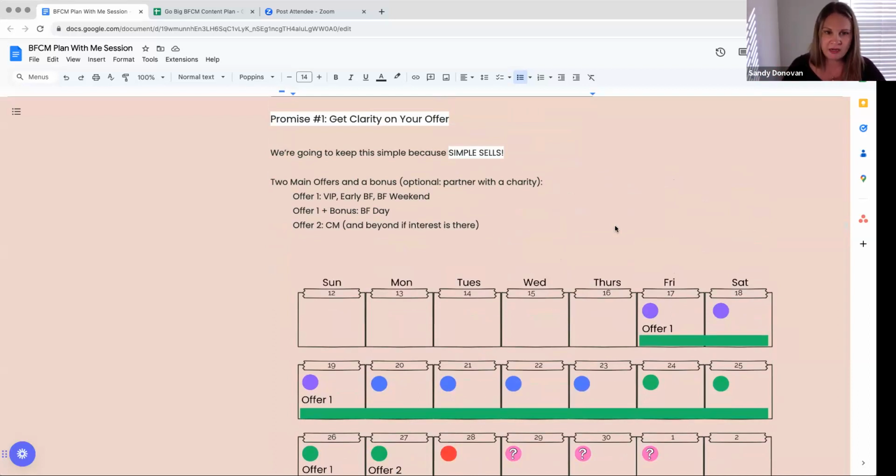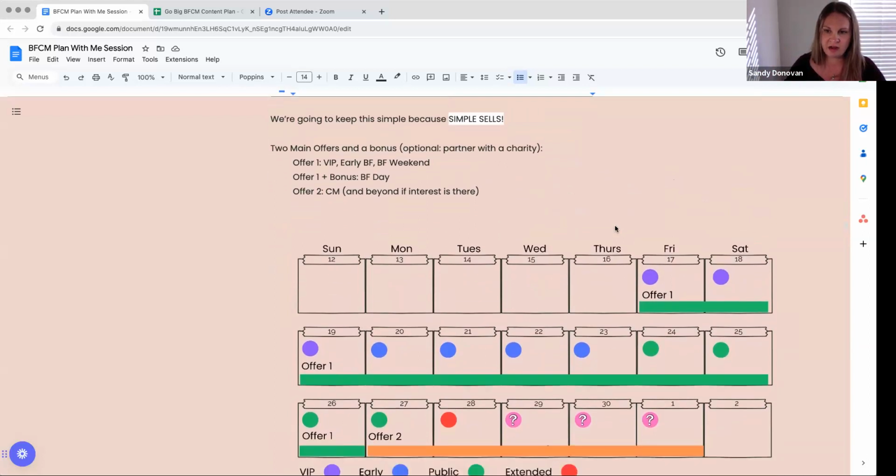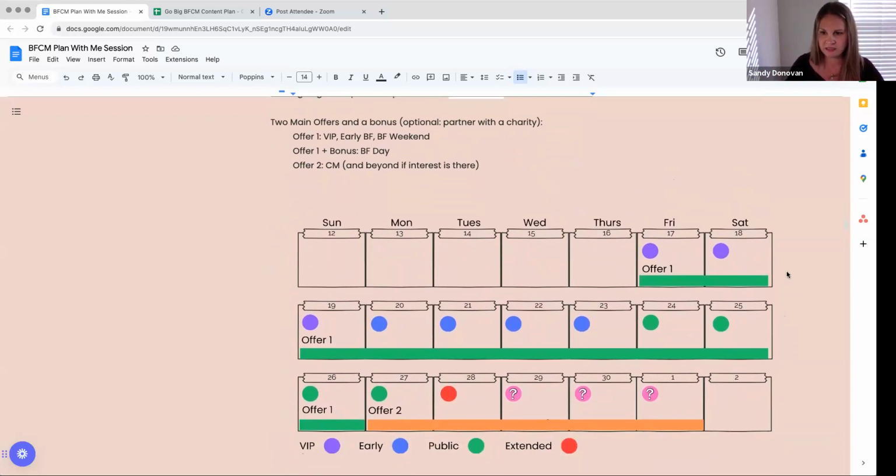So offer number 1, you can see in this diagram below, this is just the last 3 weeks of November. Offer number 1 is going to start for your VIP. Your VIPs are in purple here, that purple dot. So offer 1 is going to launch to your VIPs. Then offer 1 is going to continue and open up to the rest of your list. This is your early Black Friday sale. Then we're going to continue with offer 1, but add a bonus just on Black Friday day. And then your public sale will be open through Sunday. So that's offer 1. So we're doing all of this with just 1 offer.